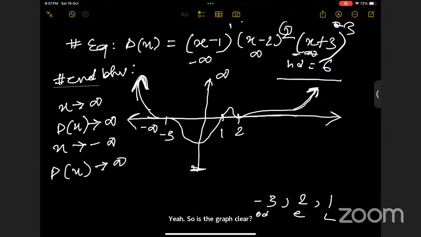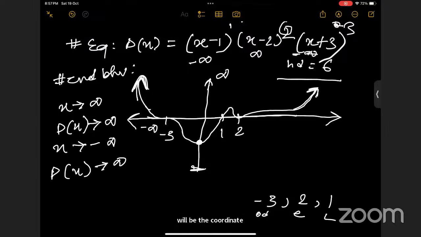So these are the steps. If you want to draw the graph, first you have to check the end behavior. Second, you have to check the x-intercepts and their exponents. And third, you have to check the y-intercept. So here, what is the y-intercept? This point. Can anyone say what will be the coordinate of this point?